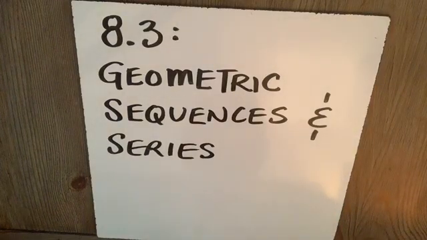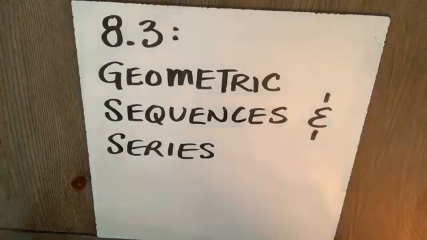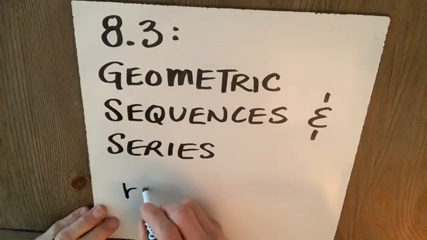We'll now begin our study of geometric sequences and series. When we were studying arithmetic sequences and series, the key distinguishing feature of these types of sequences and series was a common difference. A2 minus A1 was the same as A3 minus A2, was the same as A4 minus A3. We got that common difference. Now we are going to see that we have a common ratio.